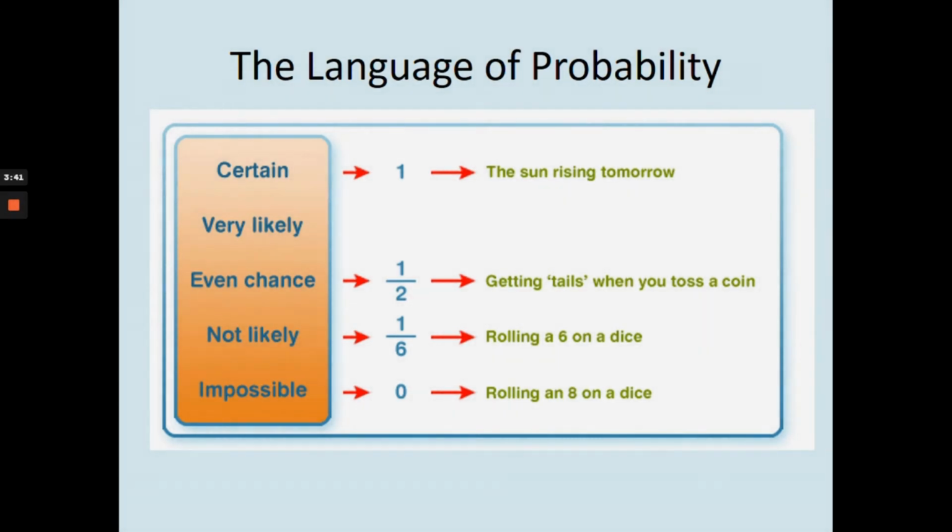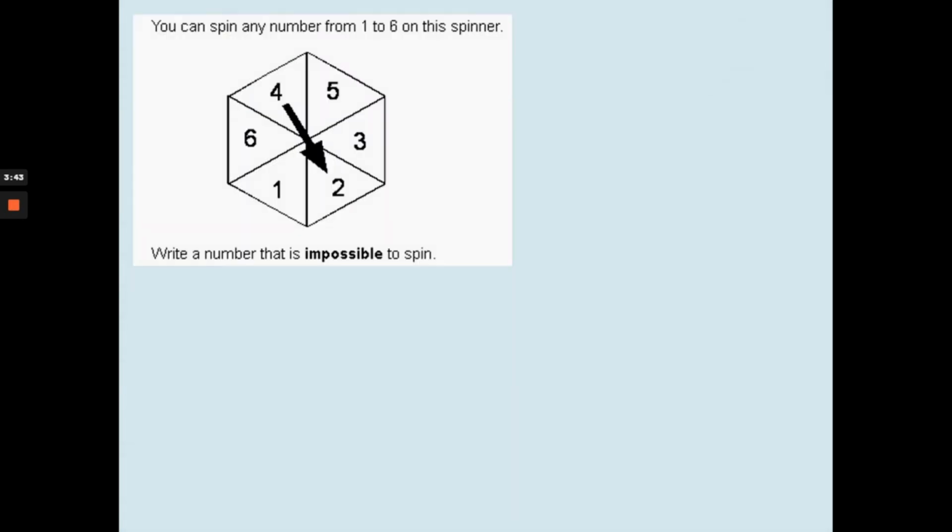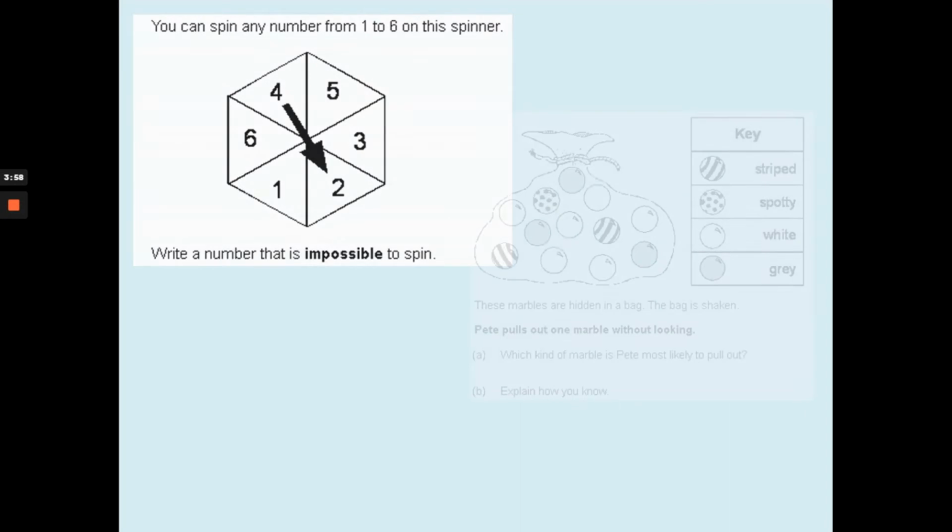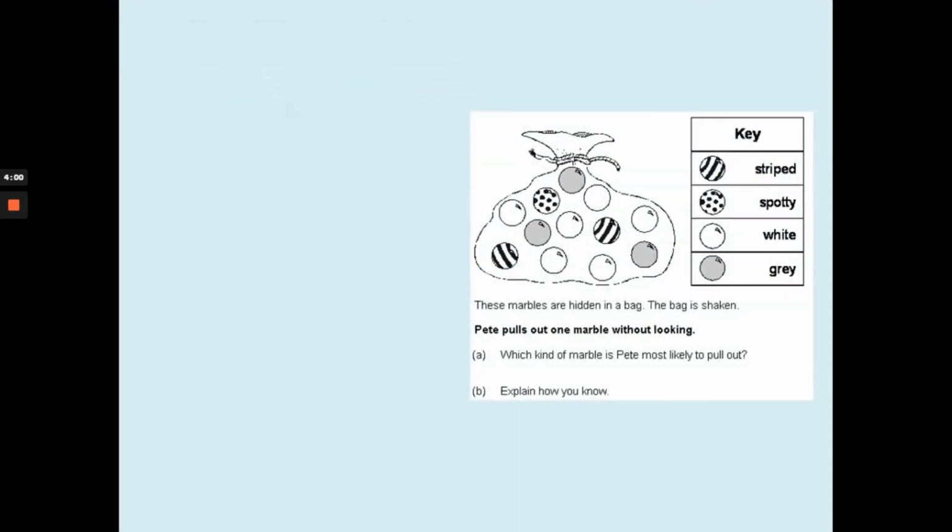Can you answer this question? You can spin any number from 1 to 6 on this spinner. Write a number that is impossible to spin. And the second question: these marbles are hidden in a bag. The bag is shaken. Pete pulls out 1 marble without looking. Which kind of marble is Pete most likely to pull out? Explain how you know. If you need to go backwards and pause, please do. Can you answer these 2 questions?